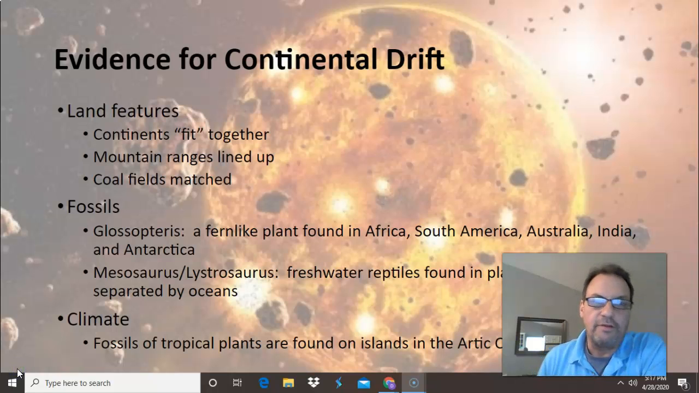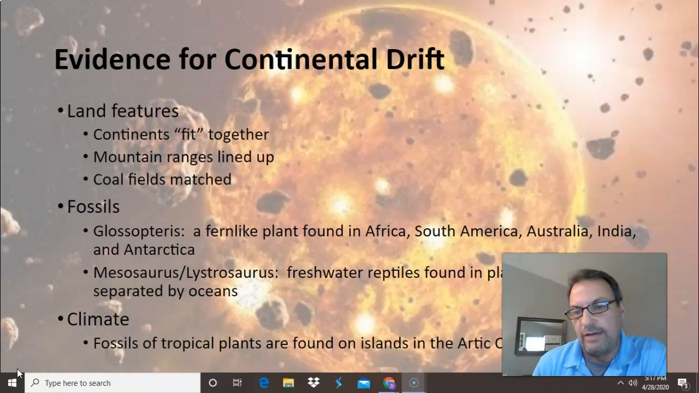Okay, a part of this is related to continental drift, that Alfred Wegener had proposed this hypothesis of continental drift, and some of his proof for that, as you might call it, was that the continents fit together, that mountain ranges lined up, and that the coal fields matched, and that they found fern-like plants in Africa, South America, Australia, India, and Antarctica. And also, there were freshwater reptiles found in places that are now separated by oceans.